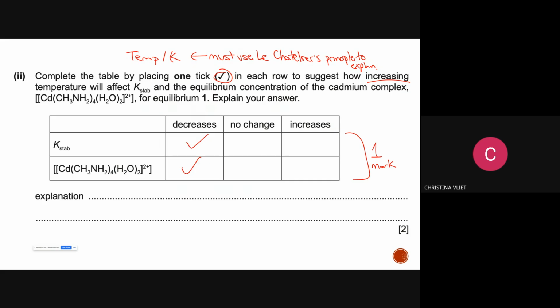The second mark is the explanation. And if you paid attention to what I said, you already have the explanation. The explanation is with Le Chatelier's principle. The way that we would describe it is the reaction is exothermic. So increasing temperature causes the equilibrium to shift towards the reactant. That's all you gotta say. So it's an explanation with Le Chatelier's principle.